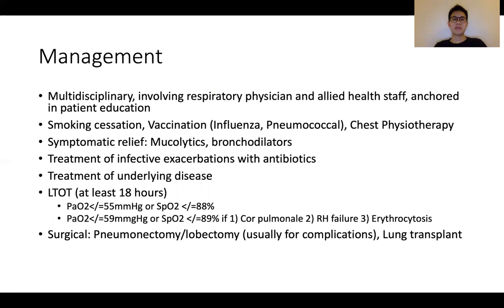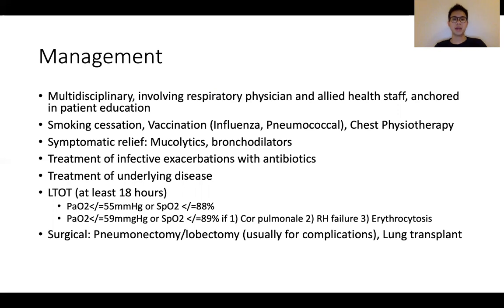So it's multidisciplinary, involving the respiratory physician, allied health staff, and patient education. General measures include smoking cessation, vaccination, chest physio, symptomatic relief, treatment of infective exacerbations, antibiotics, and treatment of underlying disease.